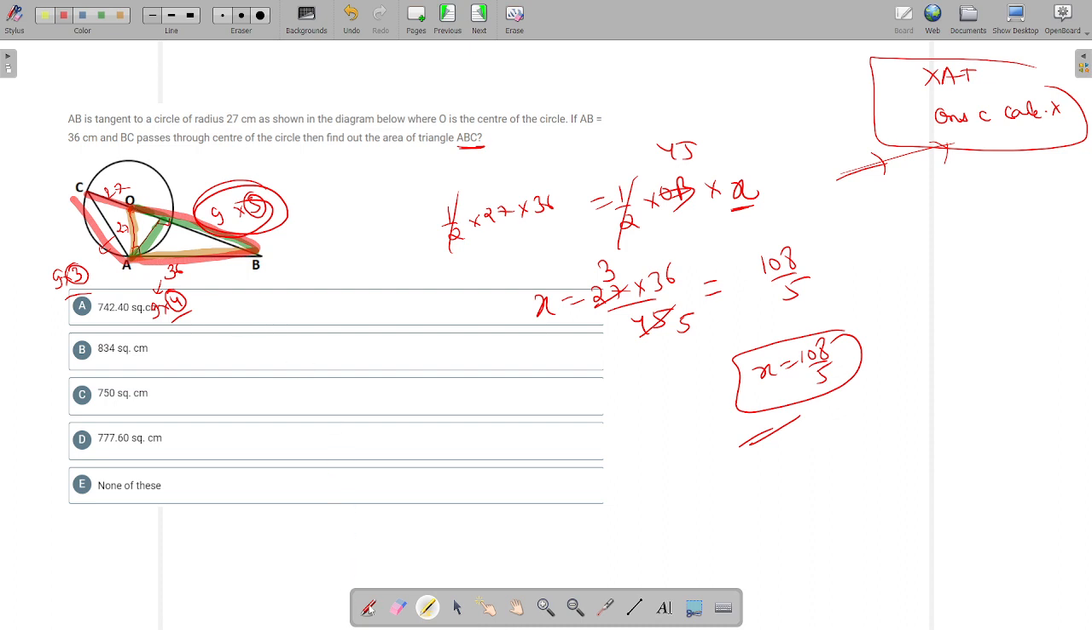That will be nothing but half of this X. Okay, half of X is what? X is 108 by 5 into height. This was height. Now what will be? Wait, let me erase this.